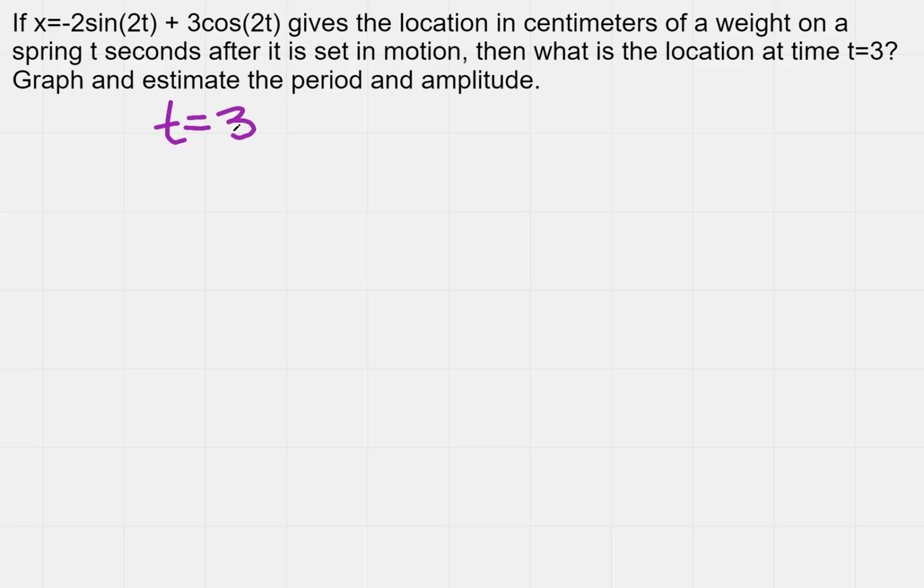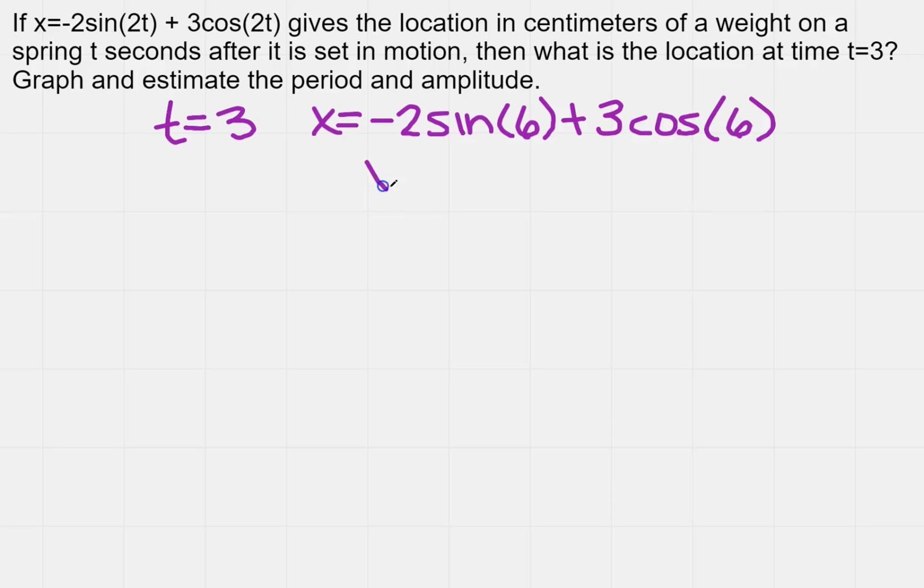Well, I can actually just plug that right in, and I'm going to be able to go ahead and find the location at time t equals 3. So I've got x equals minus 2 sine, and 2 times 3 is 6, plus 3 cosine, again 2 times 3 is 6. So when I do this calculation on my handy dandy little calculator, I'm going to get that x is approximately 3.4.